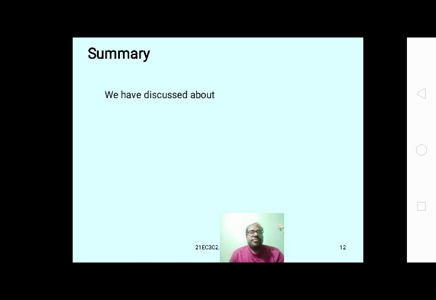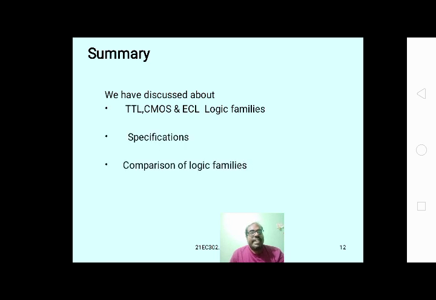Now, the summary. We have discussed the TTL, CMOS and ECL logic families here, and the specifications or characteristics of these logic families. We compared the logic families based upon noise margin, noise immunity, basic gate, fan in, fan out, propagation delay, power dissipation, and digital IC numbers also. Here I wish to share some digital IC numbers. One minute, please make a note of it.